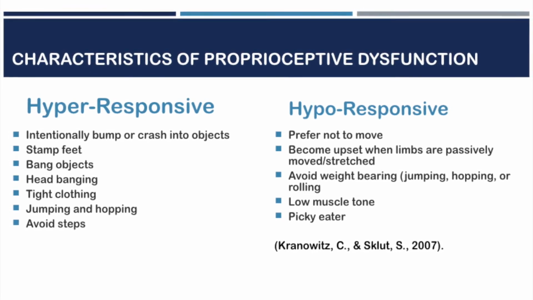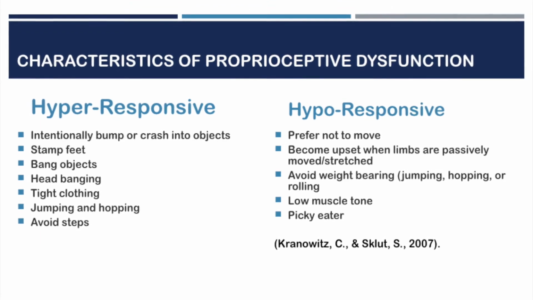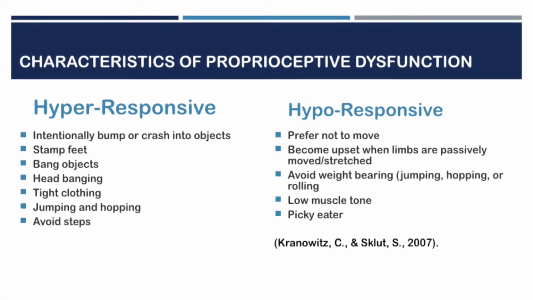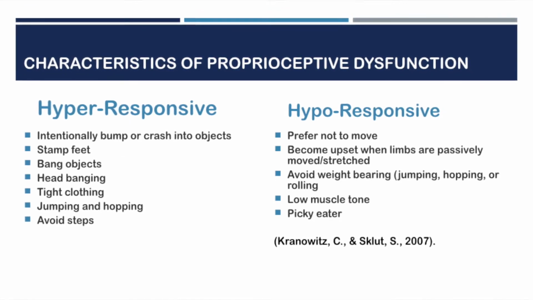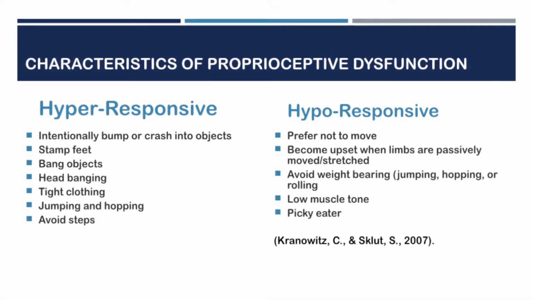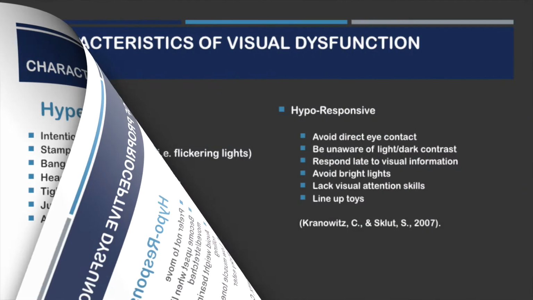Students who are hypo-responsive will prefer not to move, become upset when limbs are passively moved or stretched, avoid weight bearing, such as jumping, hopping, or rolling, have low muscle tone, and are usually picky eaters.